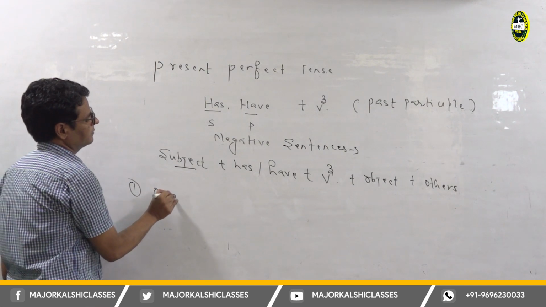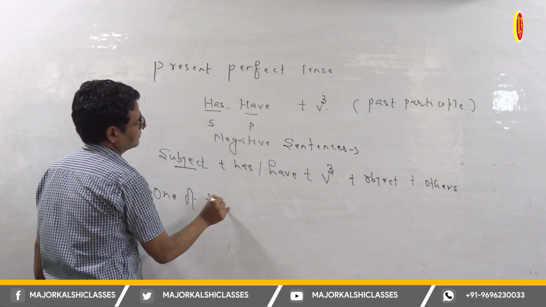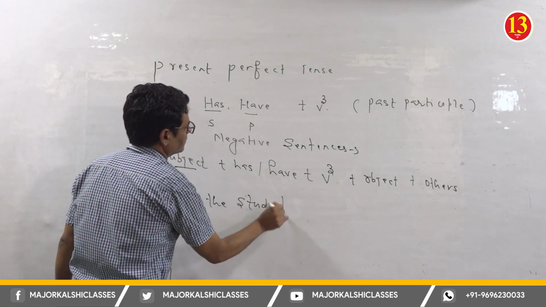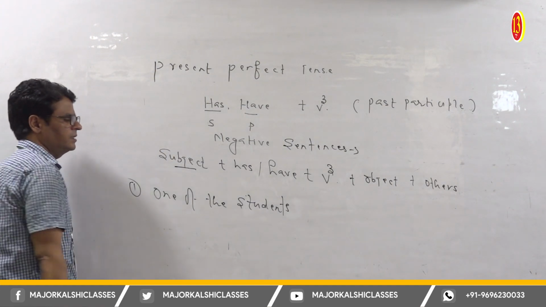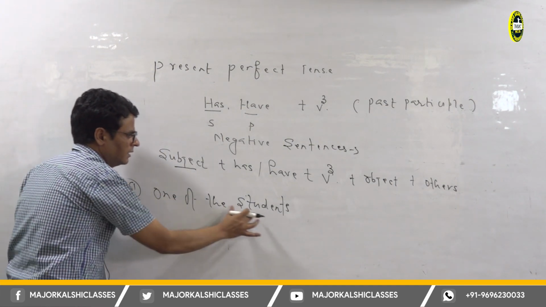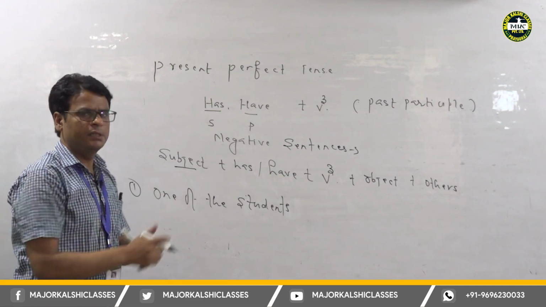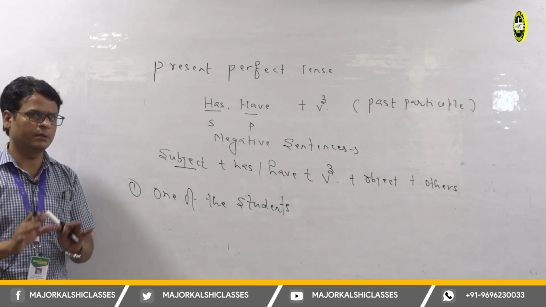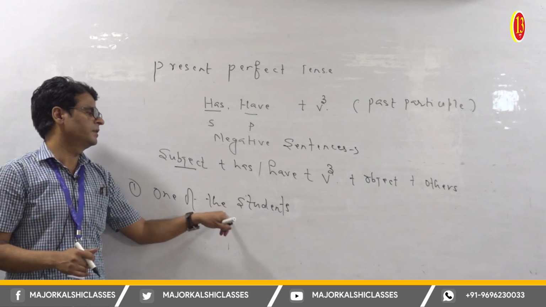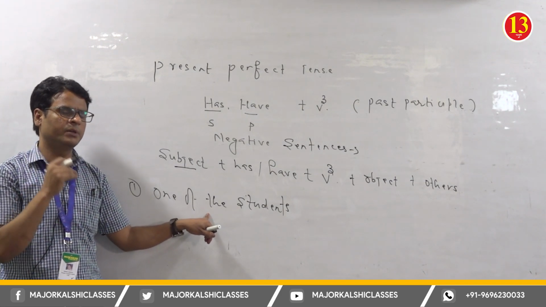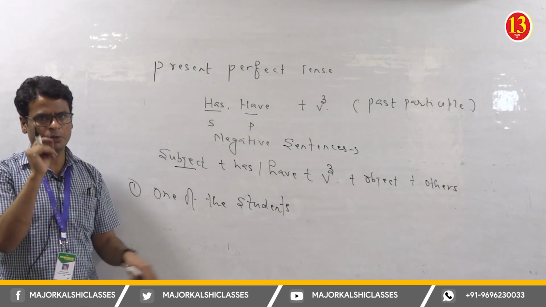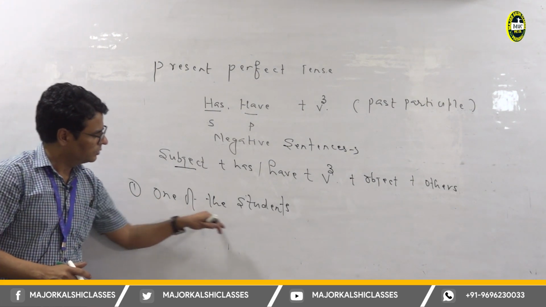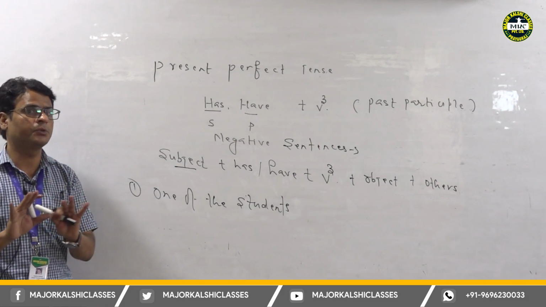For example, one of the students. One of the students, this is your subject. But your subject is very baffling here. It seems the subject is plural, but in fact it is singular, because it is talking about one of the students. It means I am talking about only one student, not lots of students. So your subject is singular. We have to use has, not have.